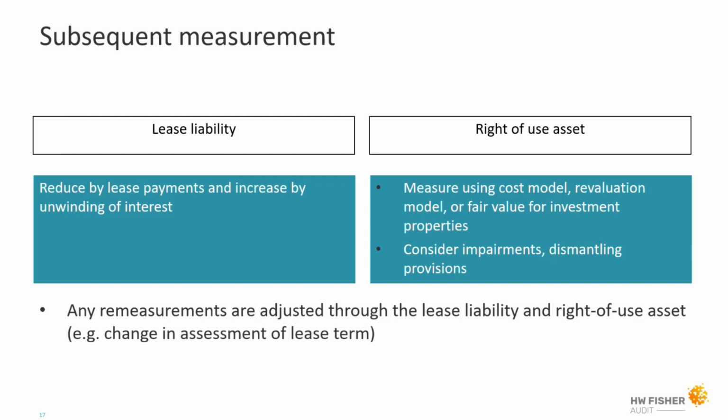So you've got to revisit it, but in a simplistic way, that lease liability will be reduced by the amount that we pay out, but increased by any unwinding interest as we bring that in. And the right of use asset in a cost model is likely just to be depreciated on a straight line basis over the life of the lease.